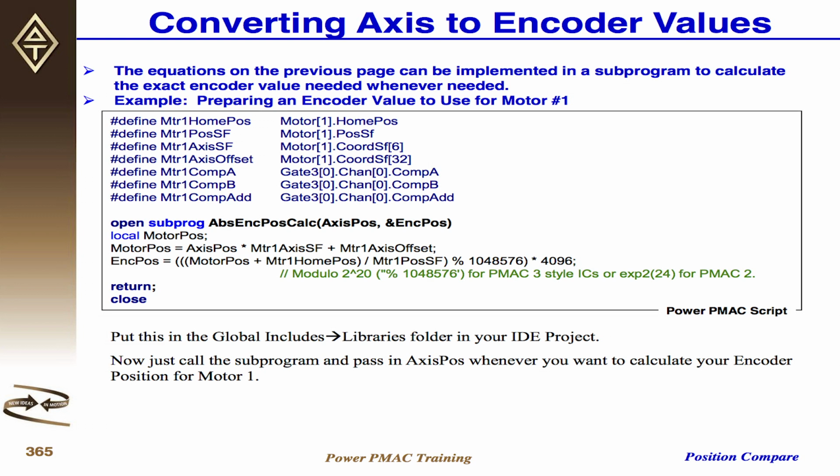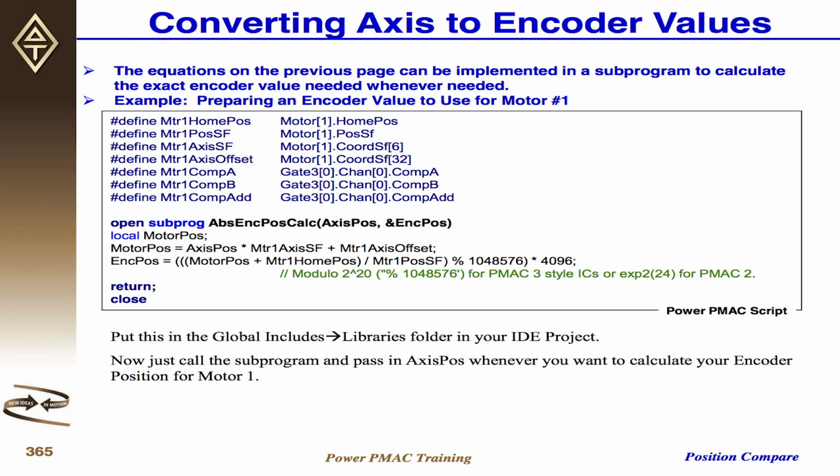One slight difference between what's on this slide and the previous page was that in addition to the equation, we're performing a modulo operation. We're taking our motor position scaled into encoder counts before that 4096 scale factor and performing a modulo with 2 to the 20th. That is in a PMAC 3 IC card like the Accessory 24 E3s. It rolls over the encoder position register in the position compare. It rolls over after 20 bits.